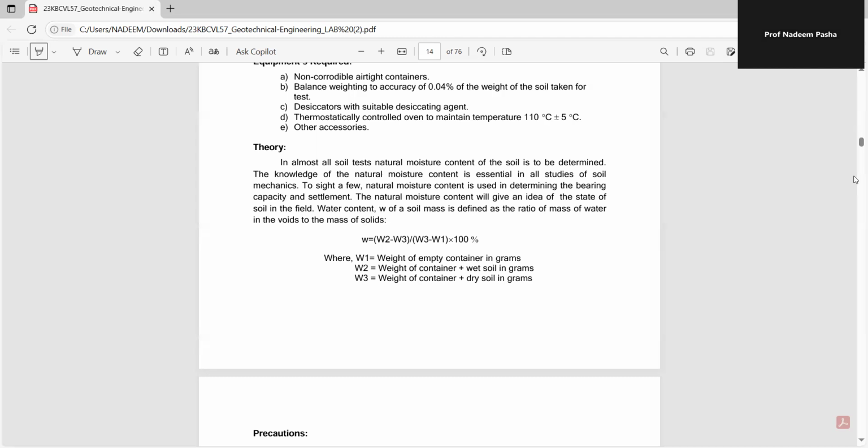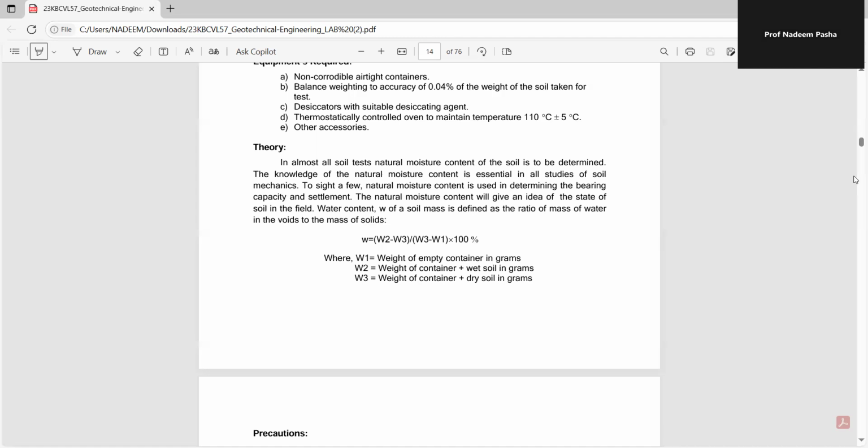For an accurate weight balance you have to use a digital one. Desiccators with a suitable desiccating agent. For oven drying, you need desiccators or a suitable desiccating agent. Then a thermostatically controlled oven, which is controlled thermostatically to maintain a temperature of 110 degrees Celsius plus or minus 5 degrees Celsius. Another accessory.